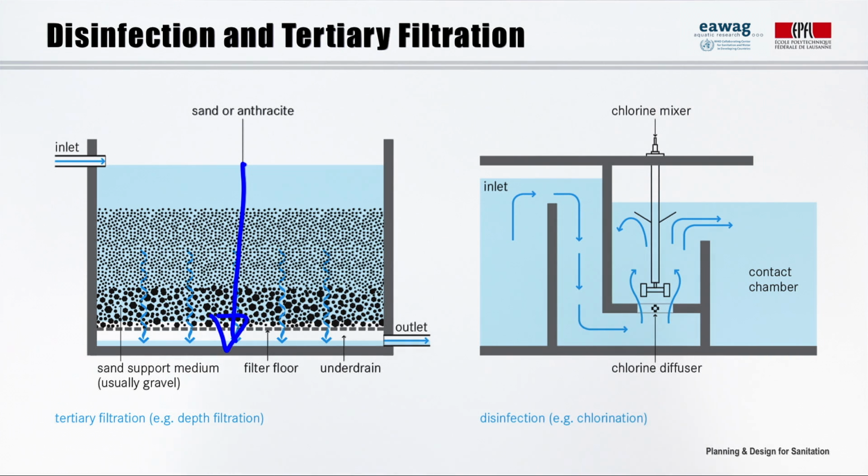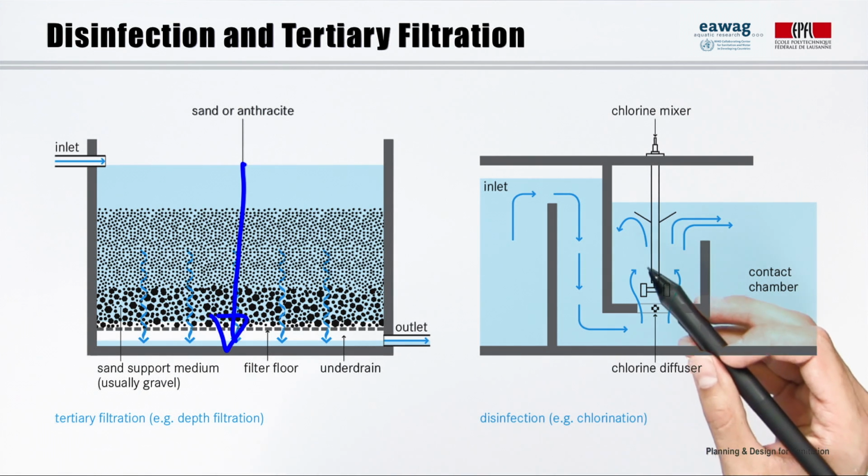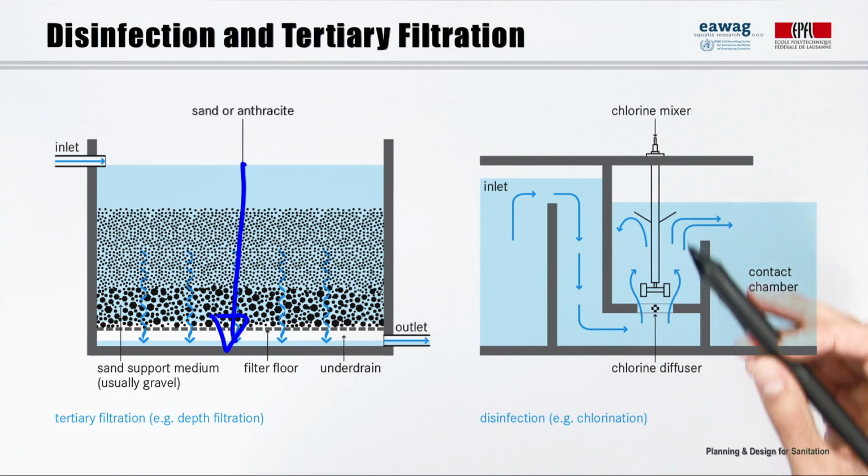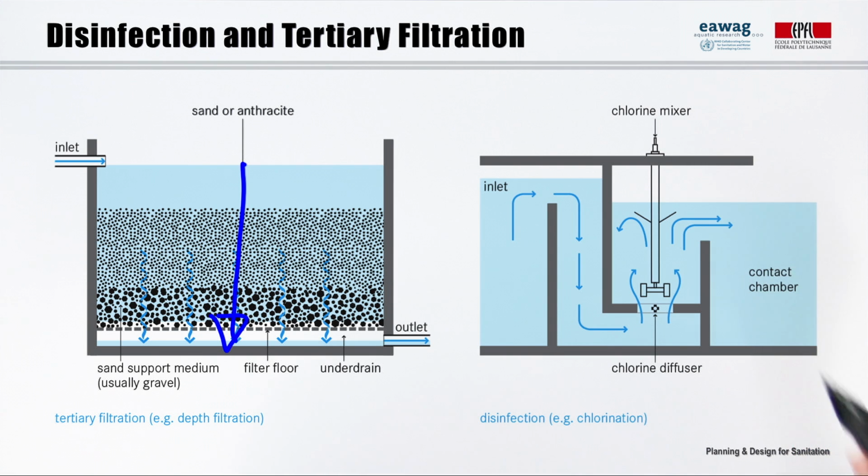As for disinfection, it targets the elimination of pathogenic microorganisms. Chlorine is the most widespread technique. Chlorine is mixed with the effluent at the outlet of the treatment plant, as shown in this figure, with a chlorine diffuser and a chlorine mixer. You can also do disinfection through UV radiation or ozonation, the two being more energy intensive.